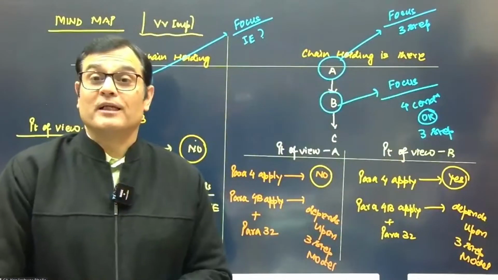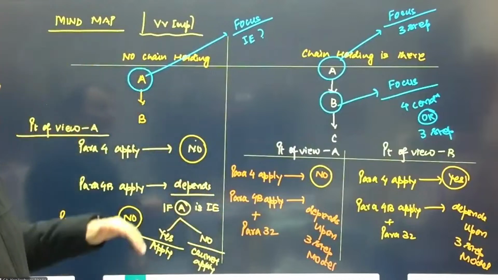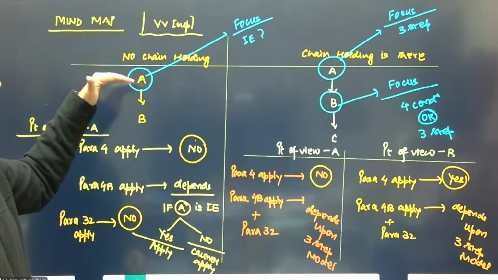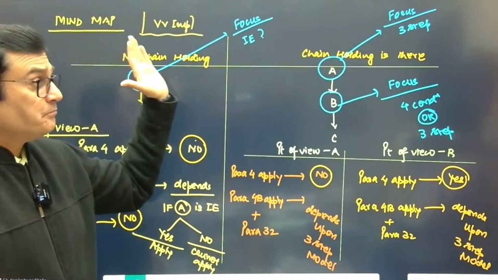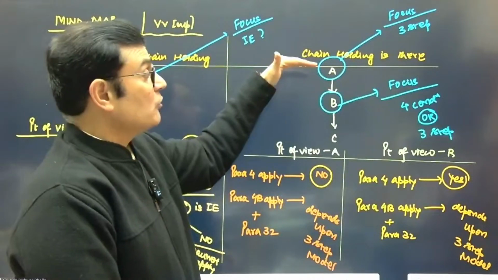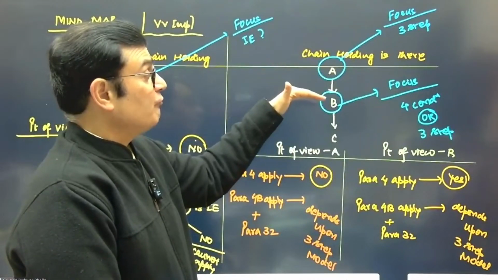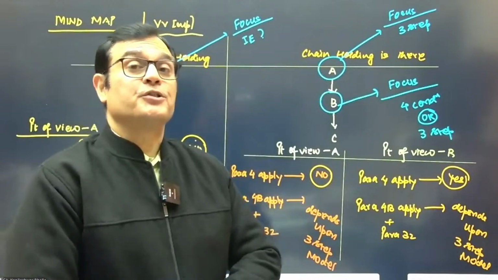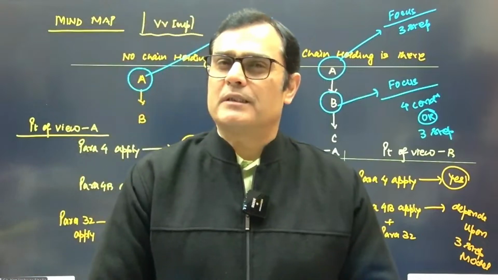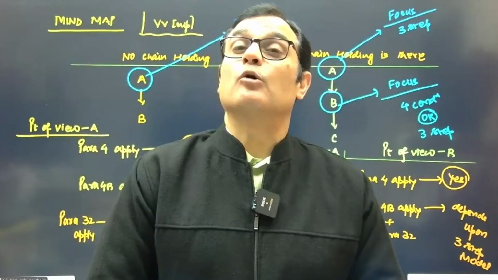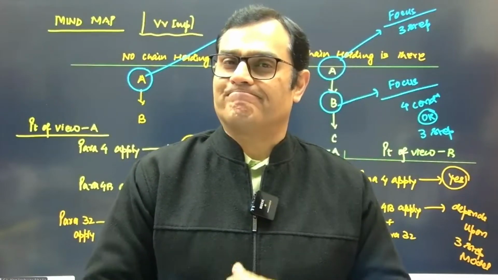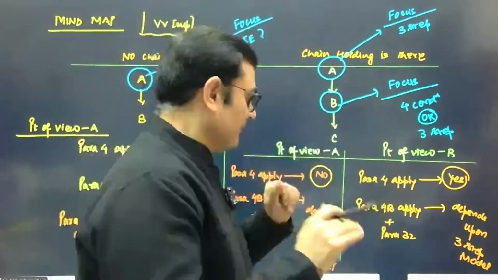I think I've tried to make your life even simpler. Without a chain holding, your focus is: is it an investment entity? With a chain holding, the focus point is the three-step model. For the middle company, 4 conditions, or you need to consider the three-step model, and the three-step model overrides the 4 conditions. So far, so good.